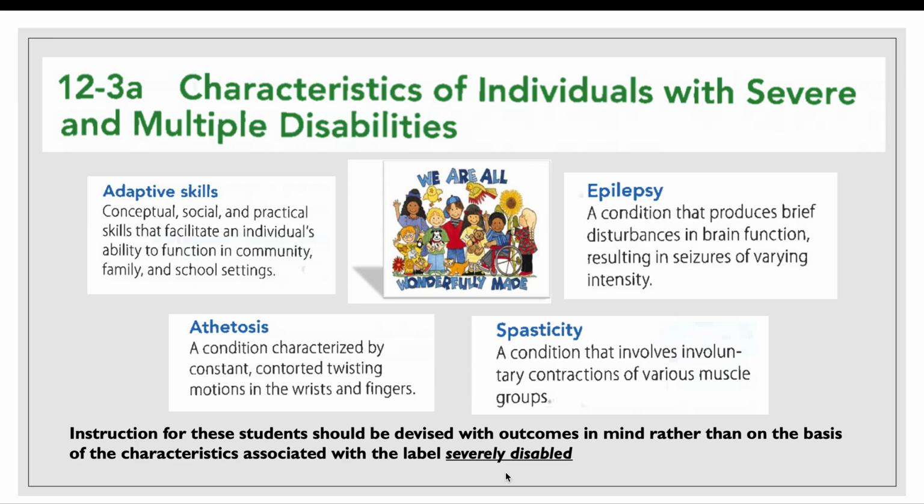Athetosis or ptosis is a condition that's characterized by constant contorted twisting motions in the wrist and fingers. Spasticity is a condition that involves involuntary contractions of various muscle groups. And again, these can come on just out of nowhere. They can be right in the middle of a lesson, and then all of a sudden they have a spasticity moment. Just know how to deal with these.